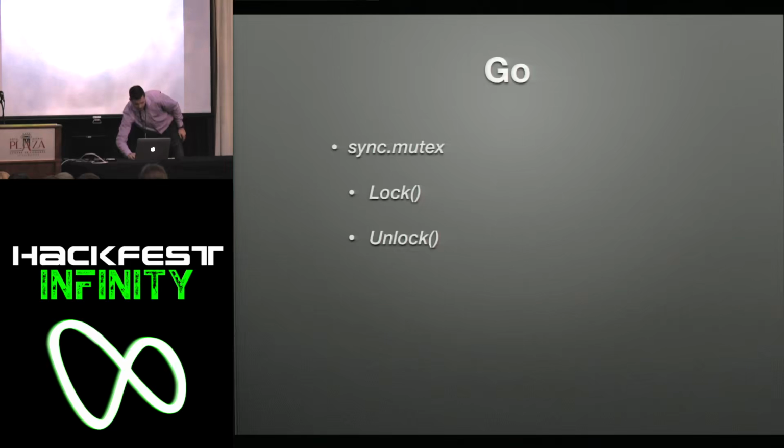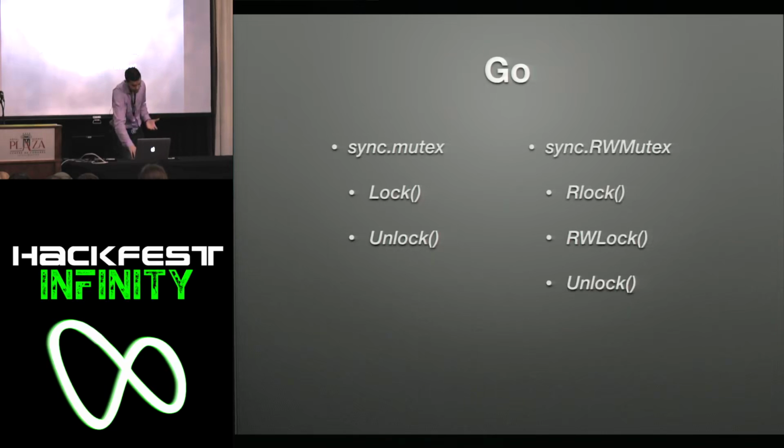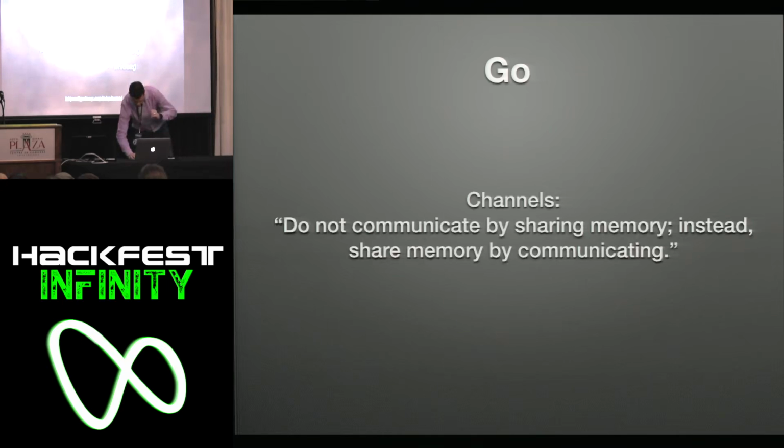And let's take a look at Go. Go has a mutual exclusion library with lock and unlock, which is what you want. And it also has a read-write mutex. Mutex means mutual exclusion. So it allows you to be a little bit more fine-grained with the locking, where you can do just read locks or read and write locks. And there's a link to the documentation.